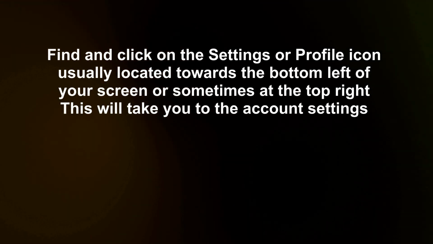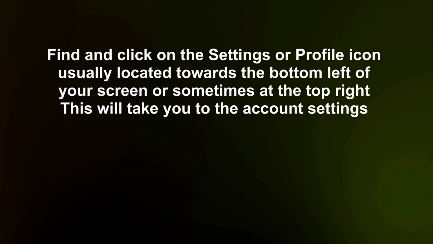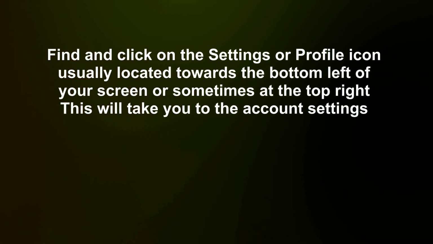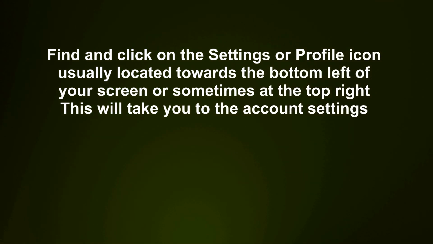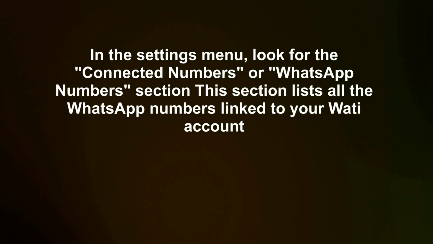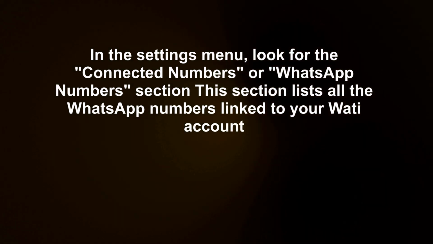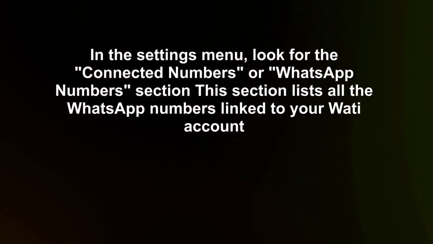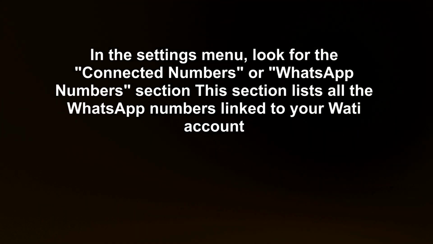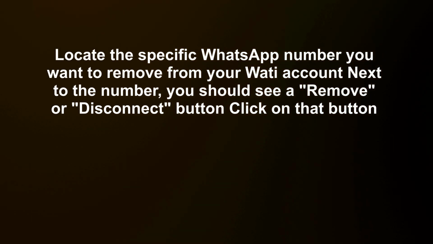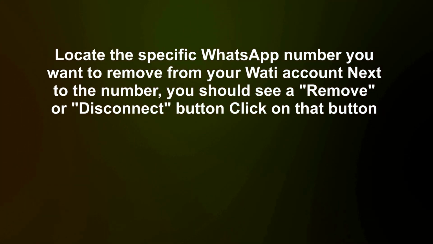Find and click on the settings or profile icon, usually located towards the bottom left of your screen, or sometimes at the top right. This will take you to the account settings. In the settings menu, look for the connected numbers or WhatsApp numbers section. This section lists all the WhatsApp numbers linked to your Wati account. Locate the specific WhatsApp number you want to remove from your Wati account.